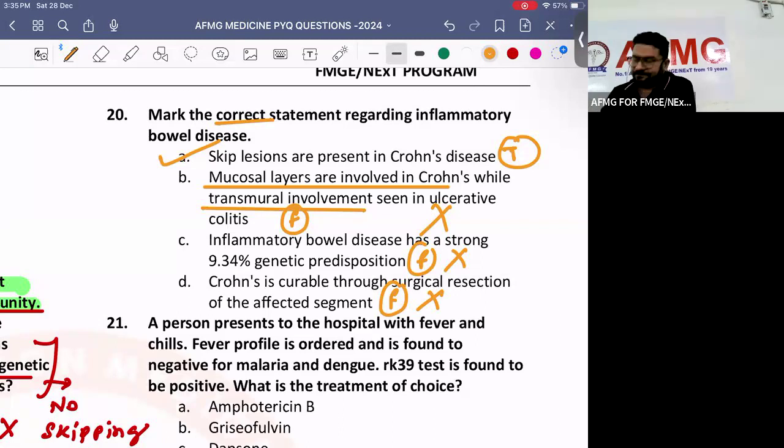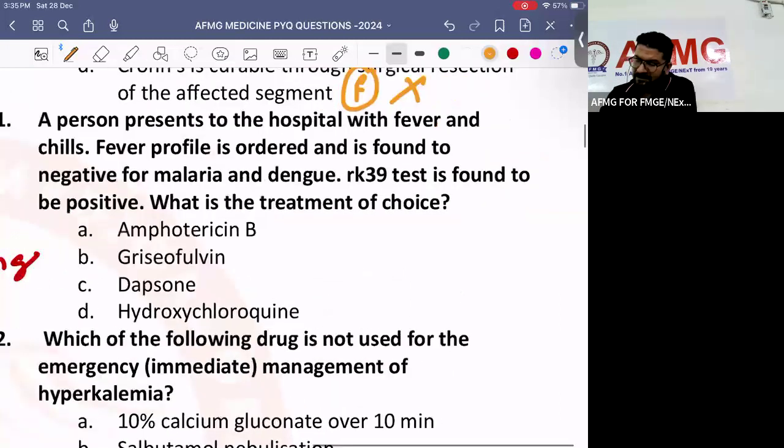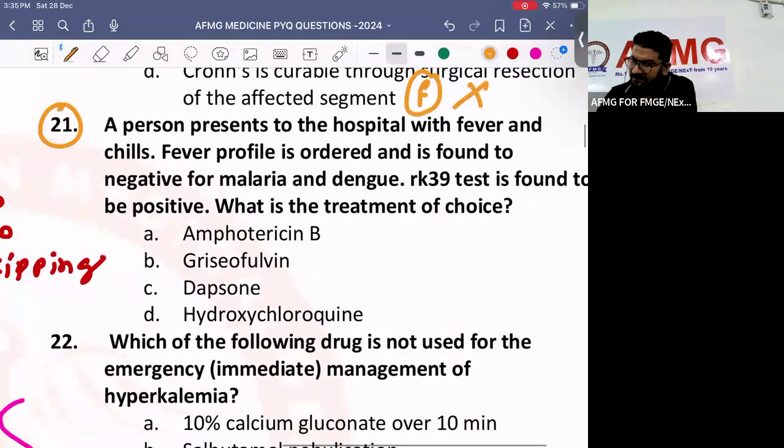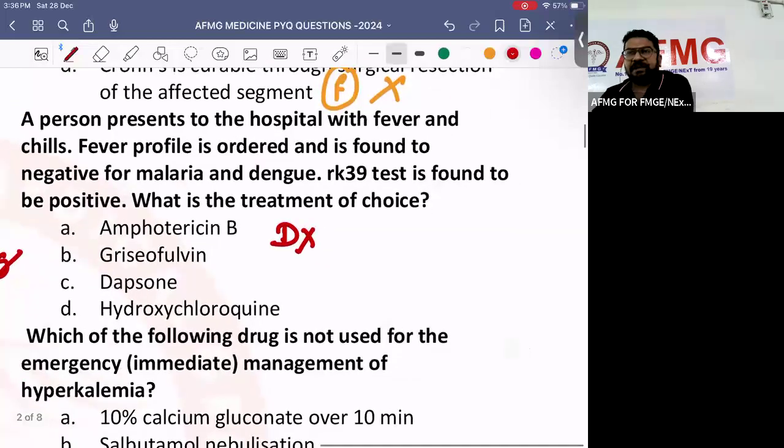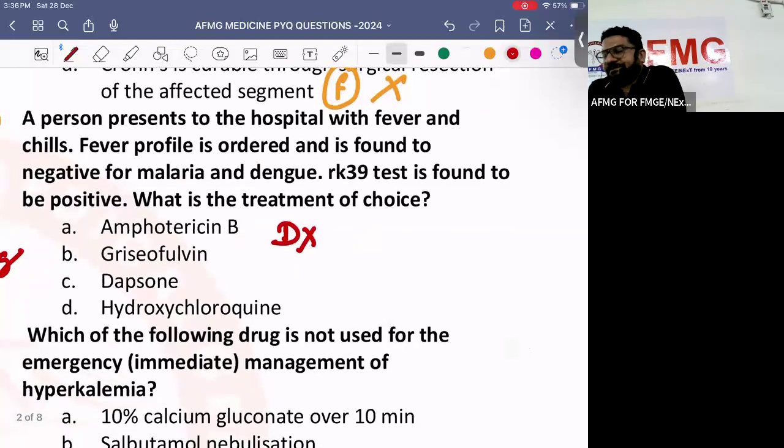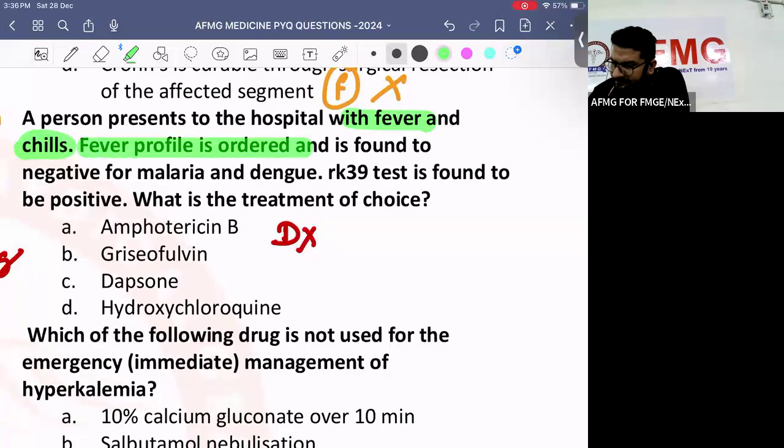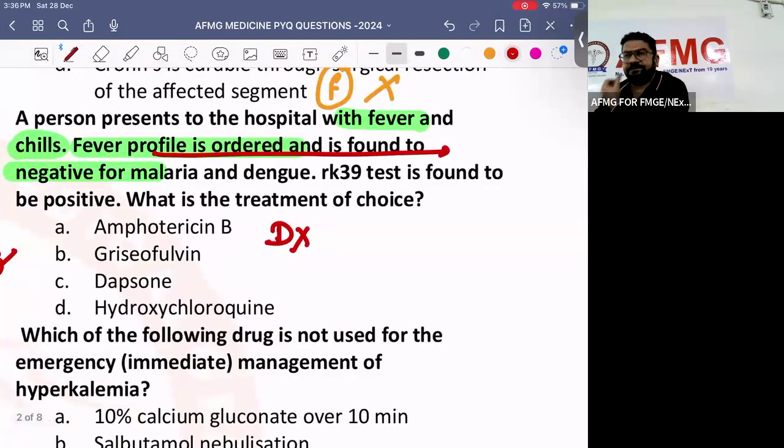Next one for you. You have to tell me the diagnosis. Forget the answer, just tell me the diagnosis. So it's a PSM overlap with medicine. What is happening to the patient? Fever, chills. Fever profile is ordered. What do we have in fever profile?